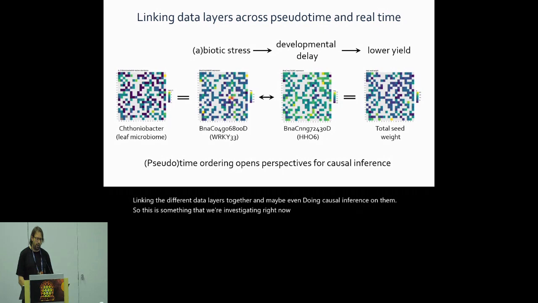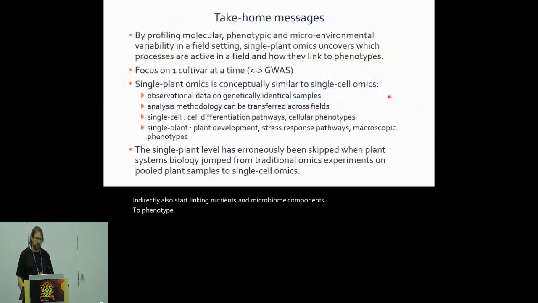So we can already link the transcriptome layers here with the phenotypes. I've also shown you that the other data layers, like for instance, the leaf microbiome, are not directly predictive of any phenotypes, but we can link them actually to some of the early data layers. So we can link leaf microbiome or nutrients to the expression of particular genes in the field. And then these genes are linked to certain phenotypes as well. So we can indirectly also start linking nutrients and microbiome components to phenotypes. But this is still essentially work in progress.